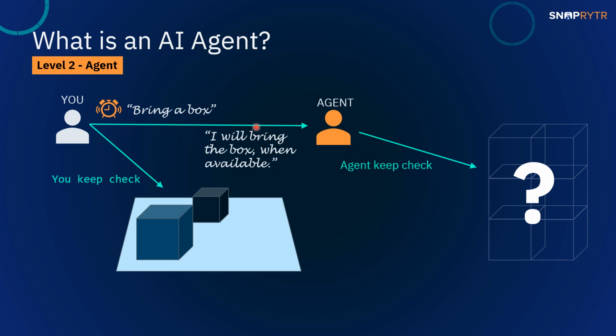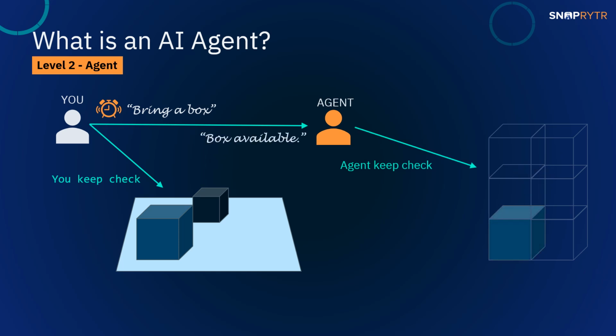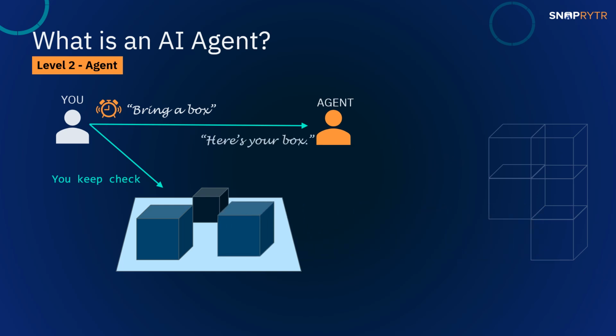So in this case as well, you are triggering the agent. The first initiation is done by you, telling the agent, hey, bring a box. The agent says, there is no box, but I will keep checking and bring the box when there is one. So when there is a box, it will just bring it here.